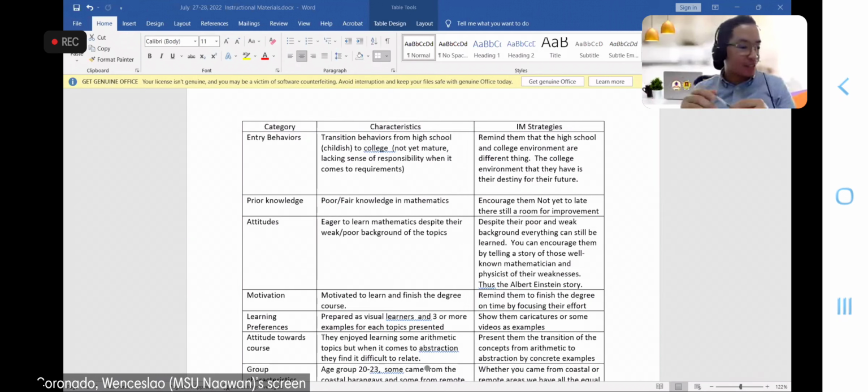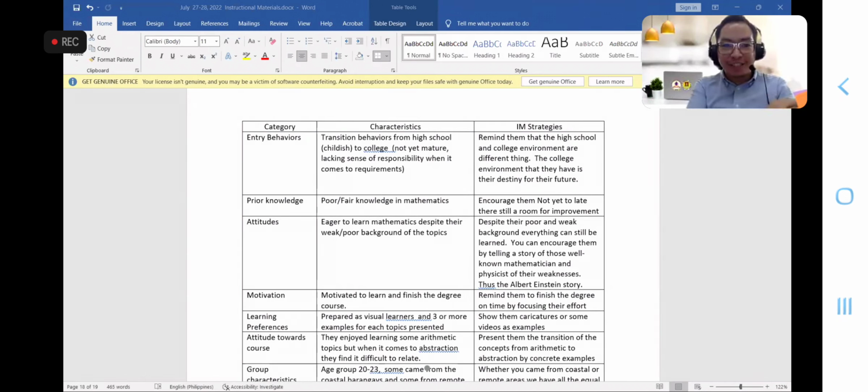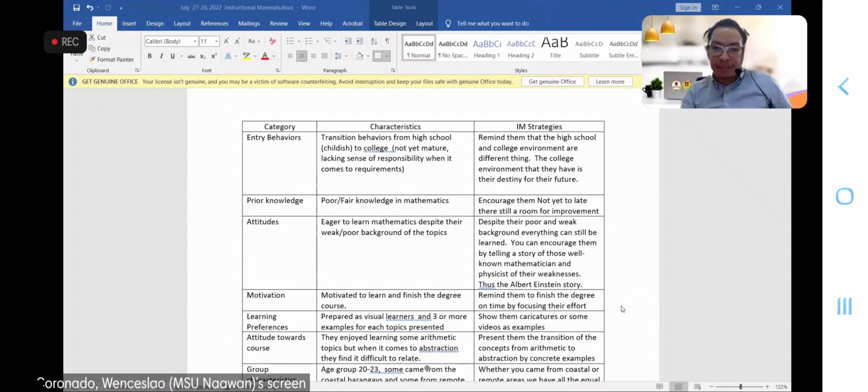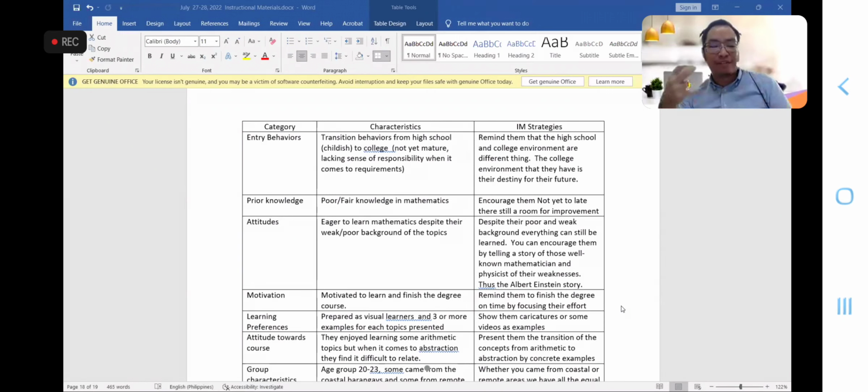Sige, a very important point I got from your presentation. You mentioned earlier that in terms of prior knowledge, the learners have poor to fair knowledge. Probably my suggestion, as an IM strategy, is that you develop a chapter zero. The chapter zero will cover those skills that were supposed to be covered in high school, but you think they have poor knowledge in those, so that you can cover them again in college, and this will serve as a bridge to help them master concepts in college. I don't know if you agree.